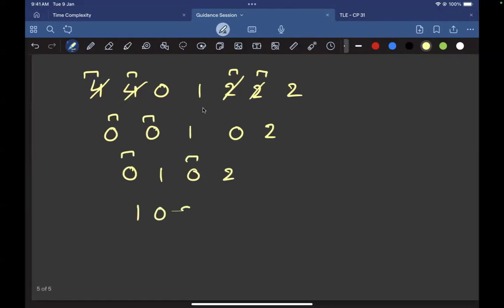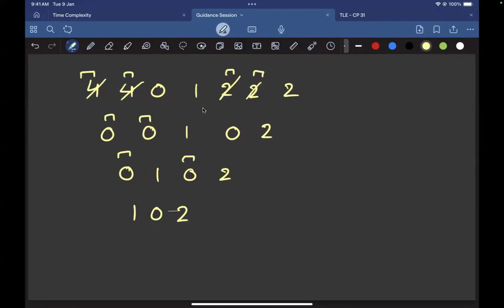And now it looks like 1, 0, 2. So what's the lowest size I could have achieved? 3. And that's the answer. No problem. Yes, guys, clear?